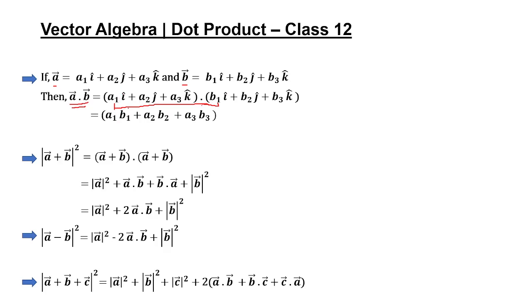Next, dot product between A1 I and B2 J. That is equal to A1 B2 into I dot J, that is equal to 0. Next, A1 I dot B3 K. Again, I dot K is equal to 0, so that will be 0.